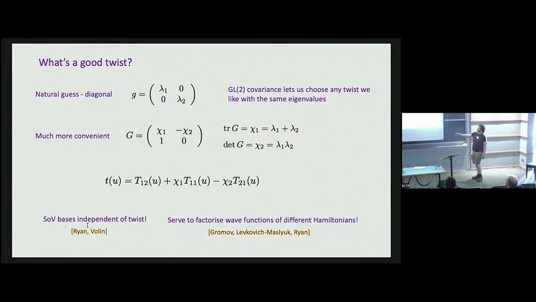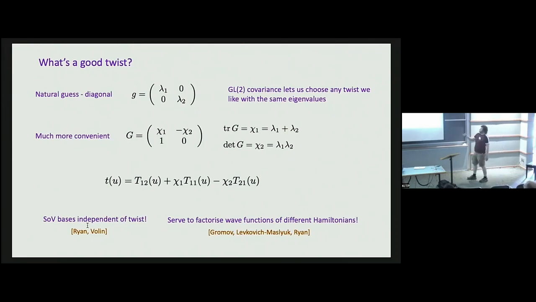Okay, so the trace of this is lambda1 plus lambda2. The trace of this is chi1, which is lambda1 plus lambda2. And the determinant of this is lambda1 times lambda2, which coincides with this. Okay, so I really want to stress this is not a loss of generality by choosing this twist. Because I have GL2 covariance, I can really choose any twist I like to make things simple. And I can always go back to the diagonal case and then take the untwisted limit at the end if you want. Okay, it's not a loss of generality.